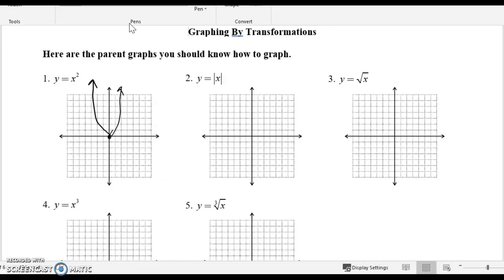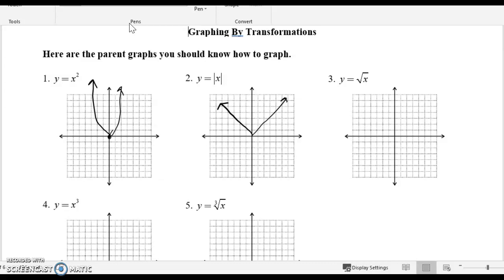This is the absolute value of x. The absolute value of x is a V shape. It goes through 0, 0, and it's a straight line. I'm trying my best to do a straight line here. And it goes this way. Okay, so that's another parent graph. We should know the shape of that.